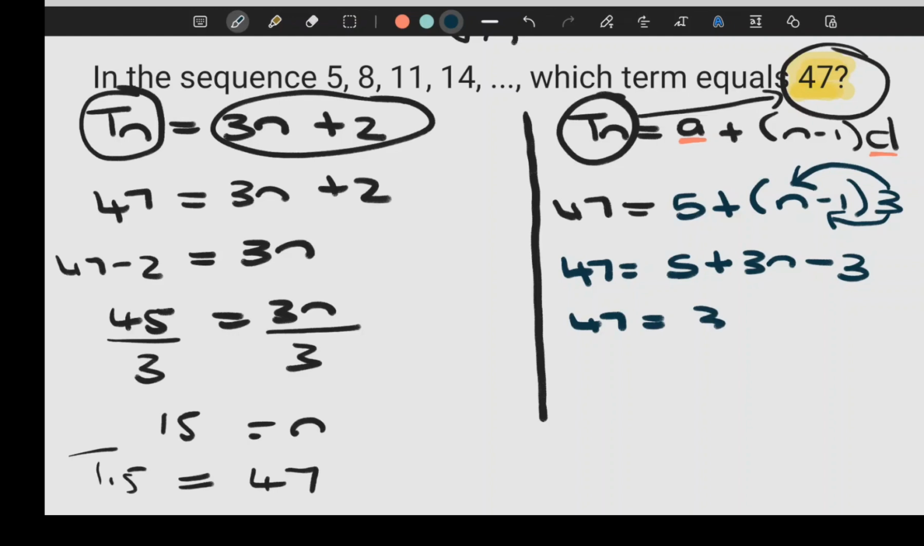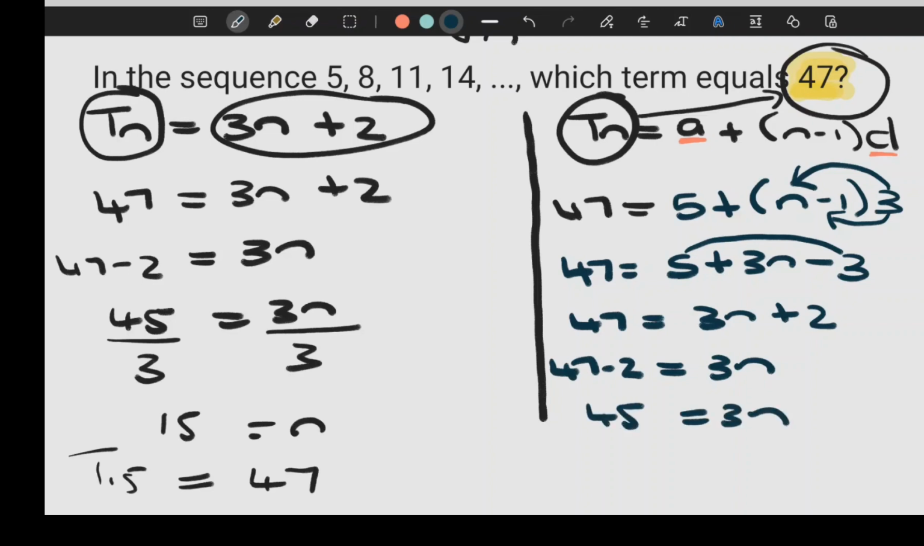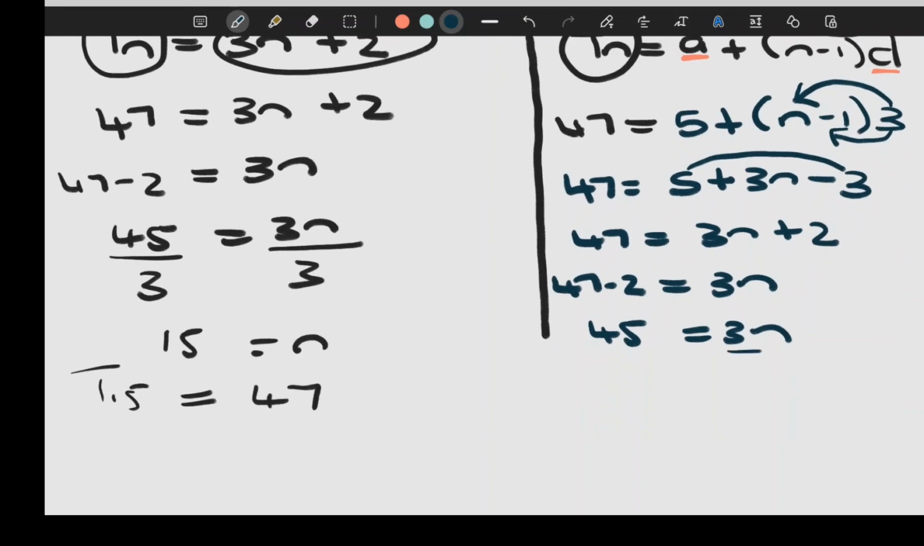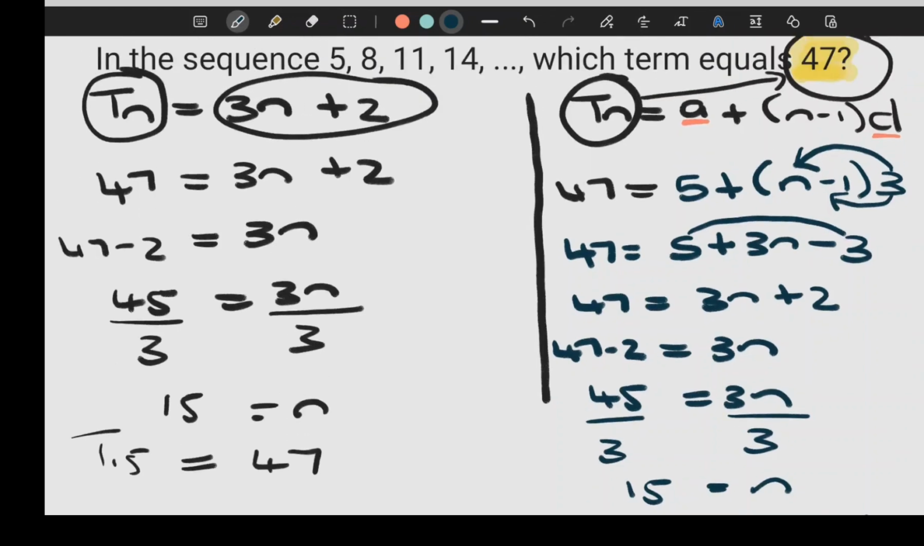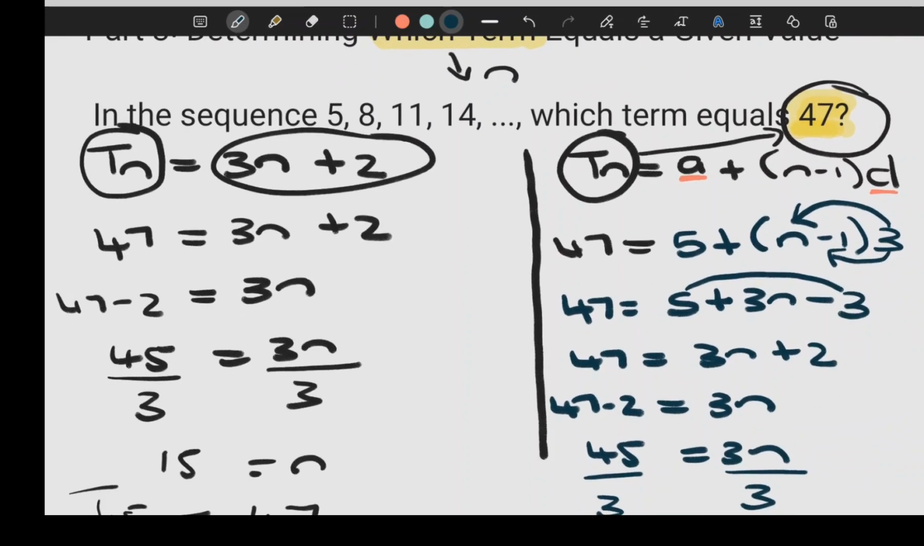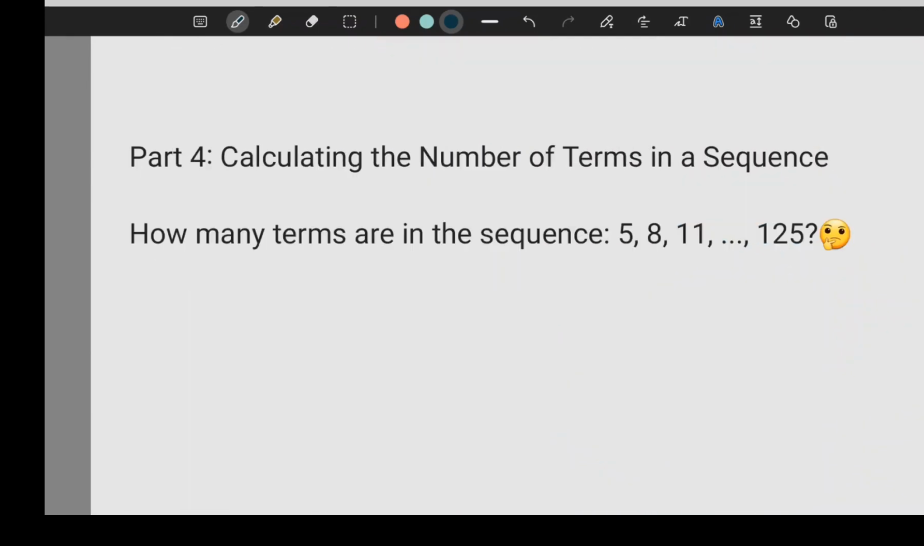47, can you see I still have the general term? Like terms plus 2. Take the 2 over. This is 45. Divide by the number in front of n. Divide by 3. n is 15. Therefore, term 15 is equal to 47. Okay, that's how you do a question like that.